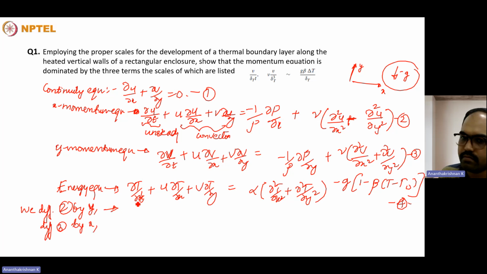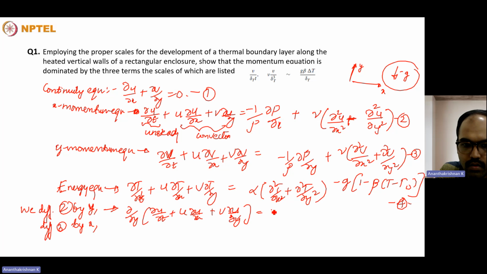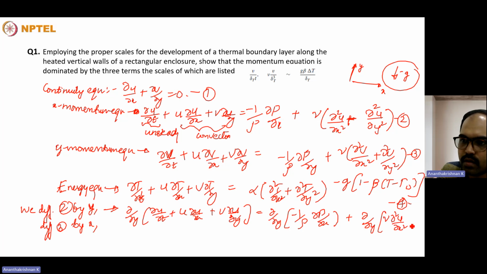So we'll get dou by dou y of dou u by dou t plus u dou u by dou x plus v dou u by dou y is equal to dou by dou y of minus 1 by rho dou p by dou x plus dou by dou y of mu times dou square u by dou x square plus dou square u by dou y square.